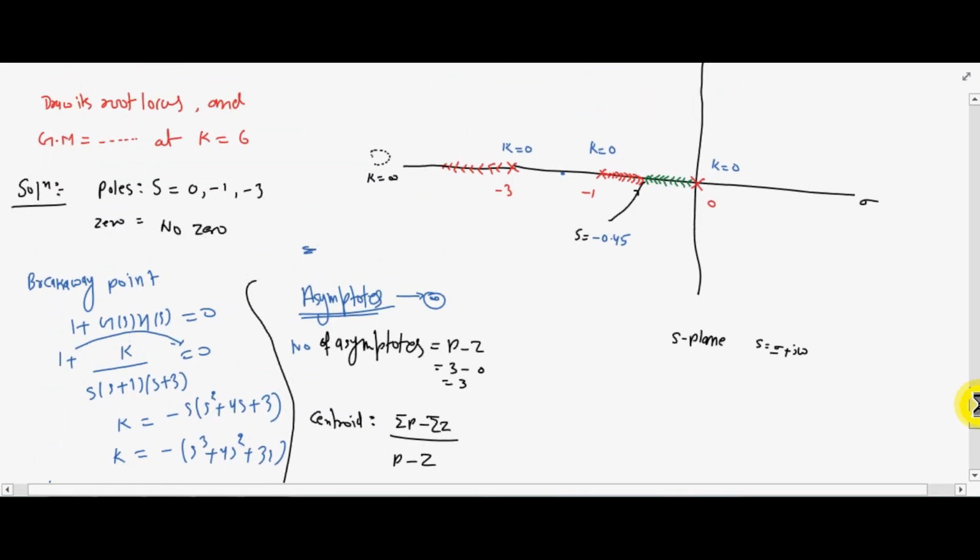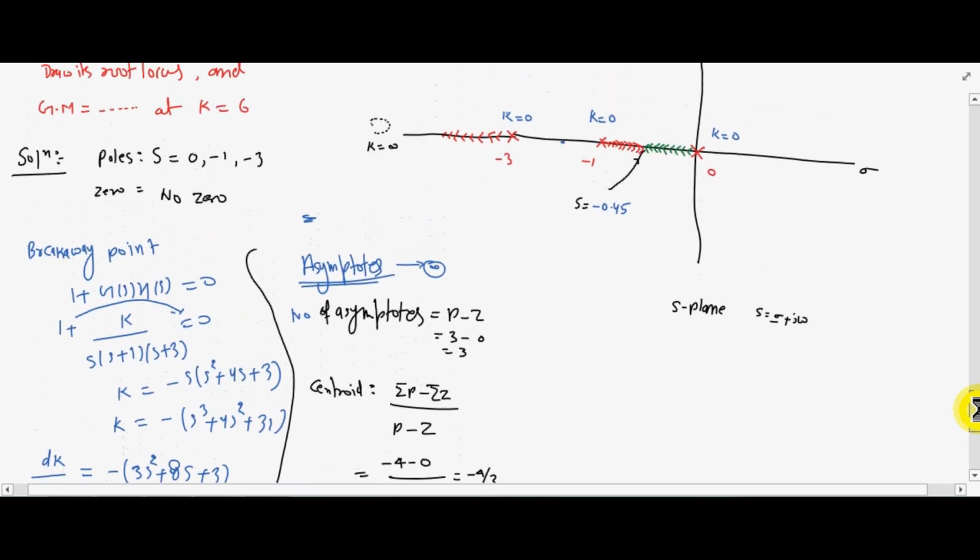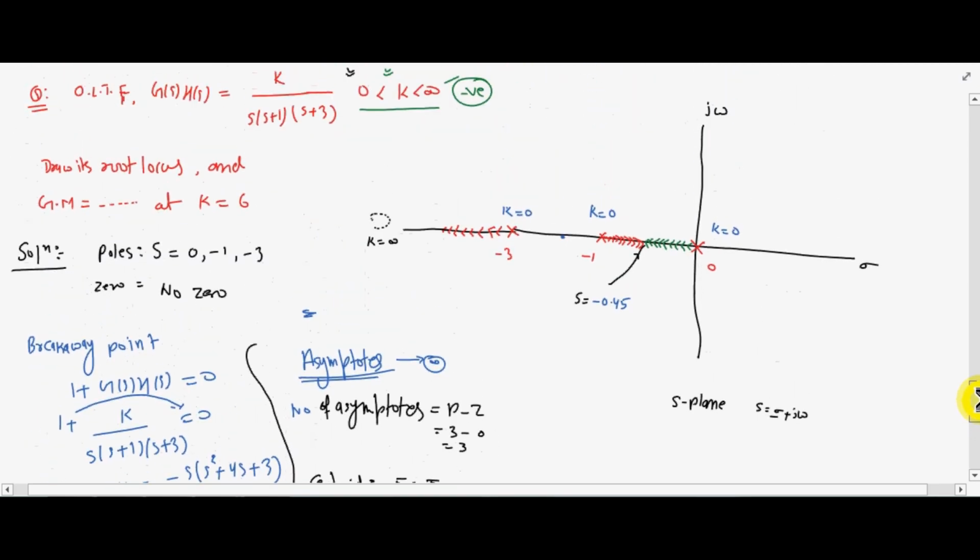What is the sum of real parts of poles? That is 0 minus 1 minus 3, which becomes minus 4. There are no zeros. The number of poles is 3 and the number of zeros is 0. This becomes minus 4 by 3, which is minus 1.33. So the centroid of our root locus is minus 1.33.